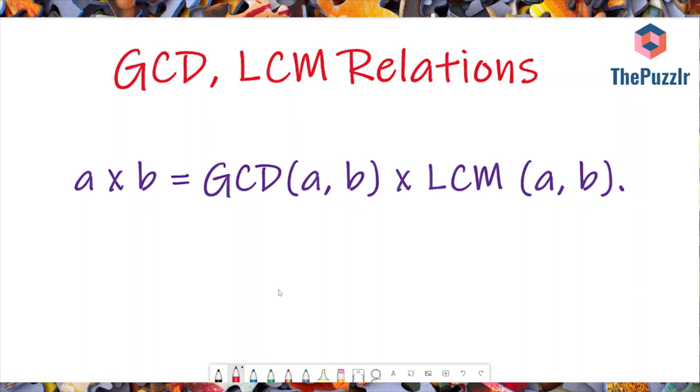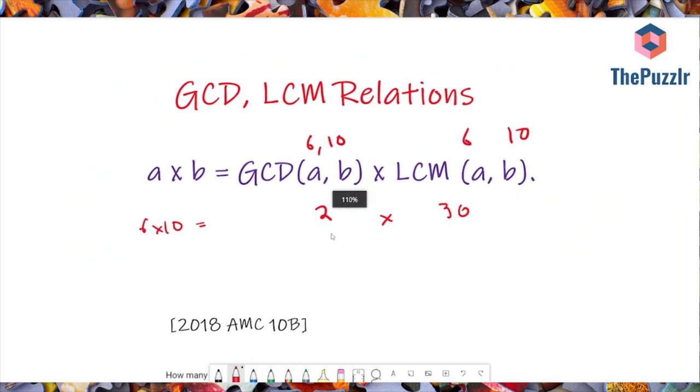What does that mean? Well, let's say we want the GCD of 6 and 10, and the LCM of 6 and 10. The GCD of 6 and 10 is going to be 2, because both numbers are divisible by 2, and that's the highest number they're both divisible by. And the LCM: the multiples of 10 are 10, 20, 30. 30 is divisible by 6, so 30 is the LCM. And 6 times 10 is equal to 2 times 30, which is true. So that's just one example of this, but let's look at a problem.